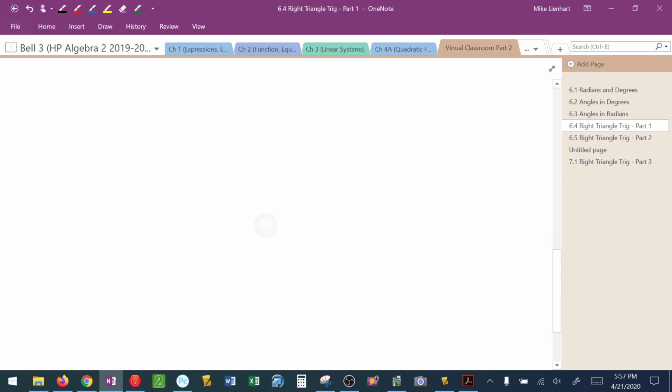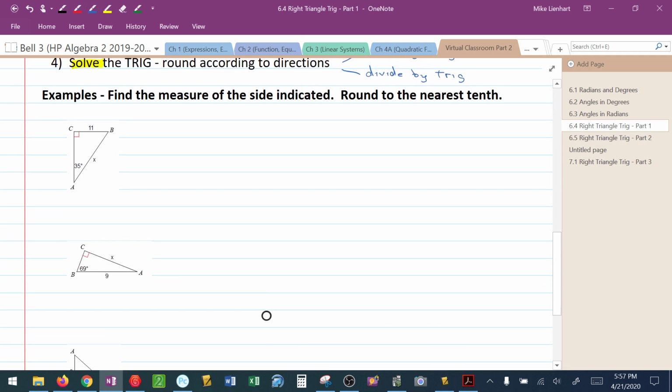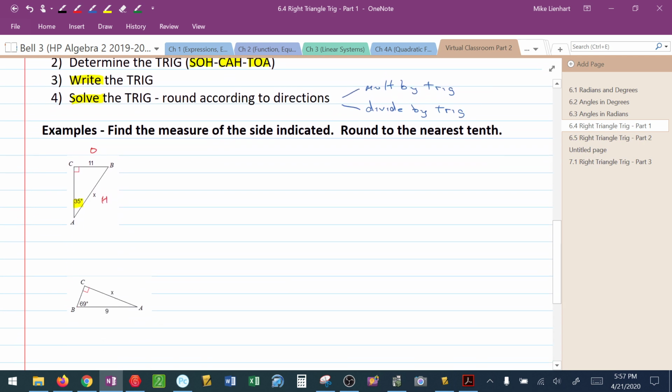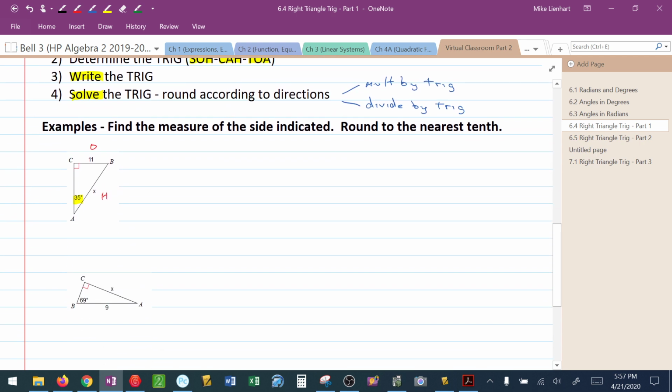So our first scenario here: here's our reference angle, 35 degrees. In relation to 35 degrees, 11 is across from it, so we're going to call that opposite. And across from the right angle, this side is the hypotenuse. We don't know anything about that side, and we don't need anything about that side for this particular problem. Based on the O and the H, I go to my trig, SOHCAHTOA.